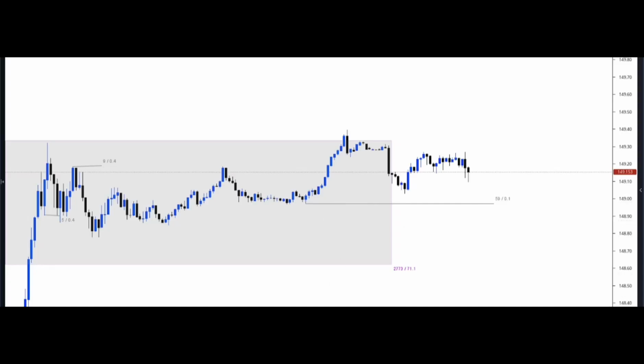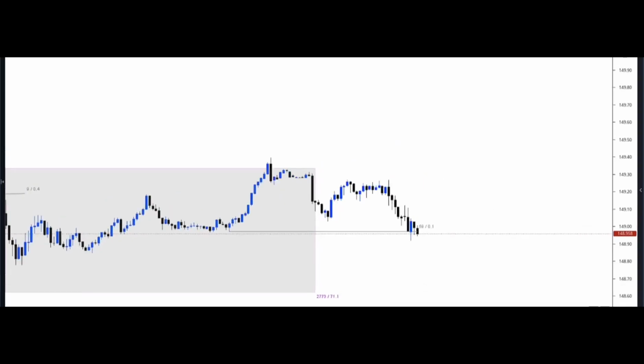So we press forward. Okay, so as you can see, chalk has been taken out. And so where is the inducement here? Your inducement is here.